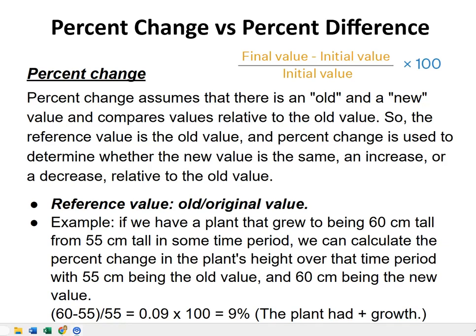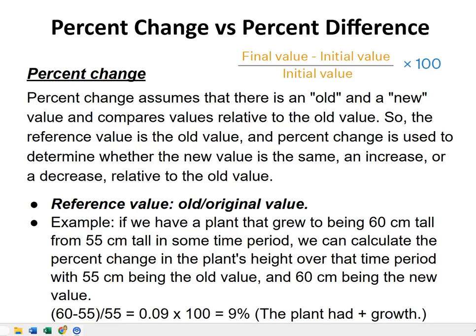And ultimately what we're trying to do is see if our new value is the same or if it has increased or decreased compared to the initial or original value. So again, we do have a reference value, and the reference value is the old or initial or original value.